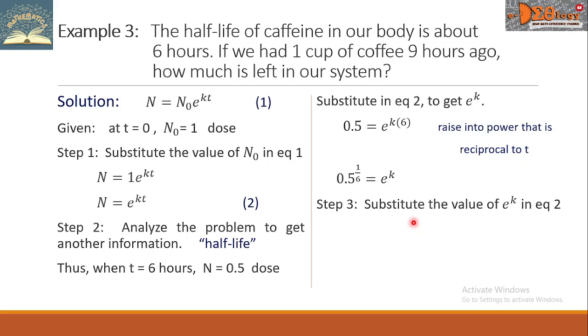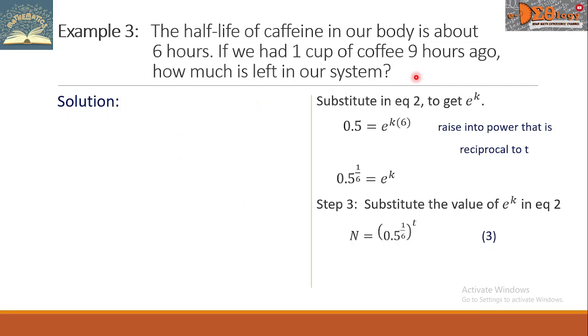And the next step, substitute the value of e raised to k in equation 2. Equation 2 now becomes like this. And we regard this now as equation number 3. When we reach equation 3, we are now ready to solve the question in our problem. If we had 1 cup of coffee 9 hours ago, how much is left in our system?